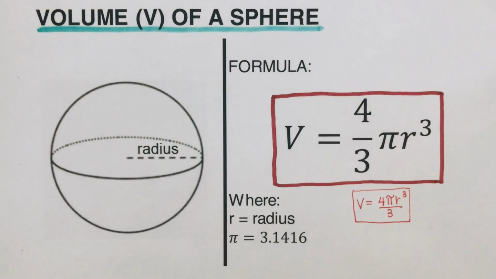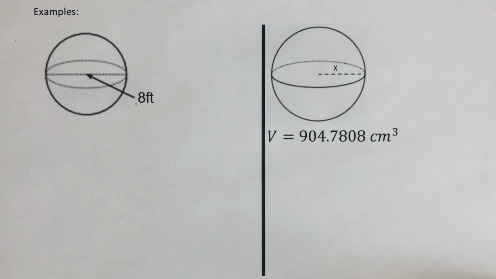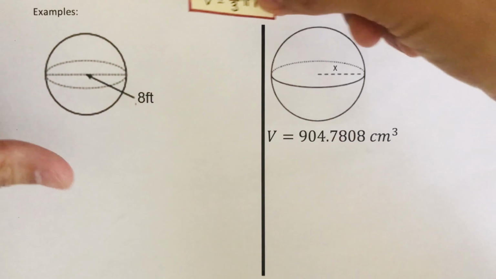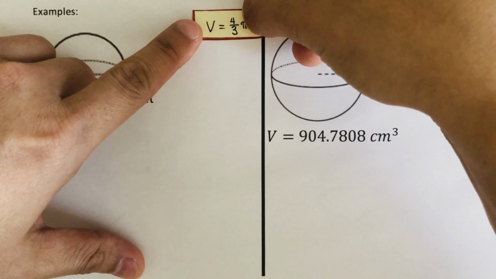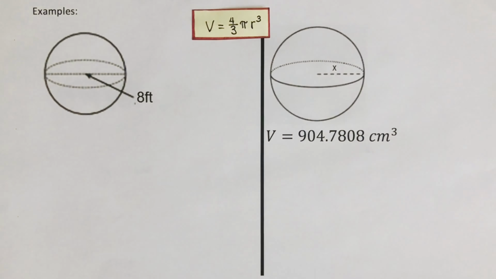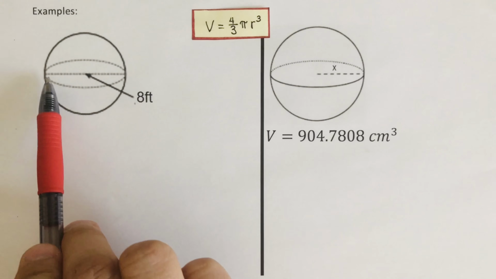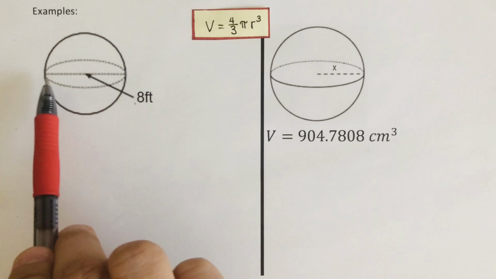Now let's have an example to better see how we use this equation to find the volume of a sphere. So let's take these two examples right here. I'll put the formula for the volume of a sphere up there because we're going to use it in solving for the volume of these two pictures. In this first problem, we are given the diameter of the sphere. So this is the diameter.